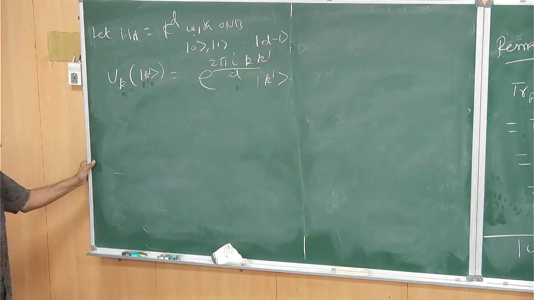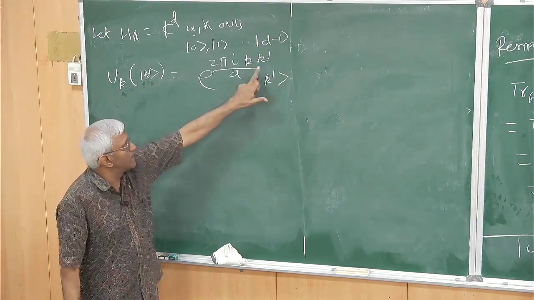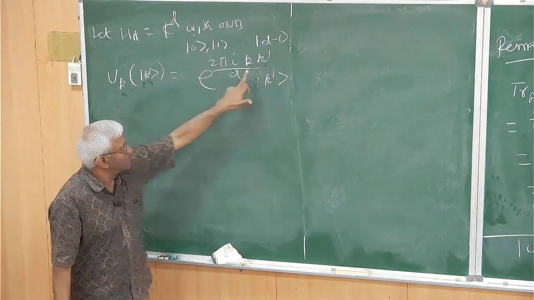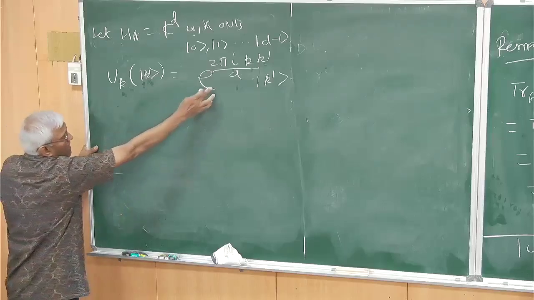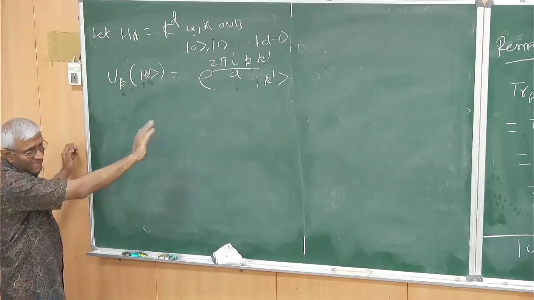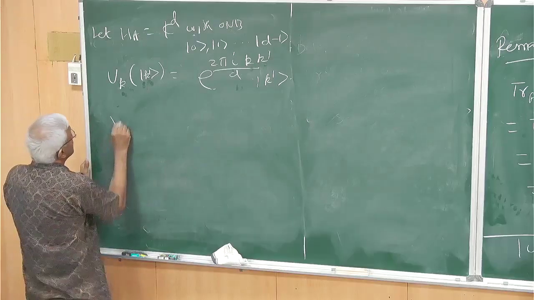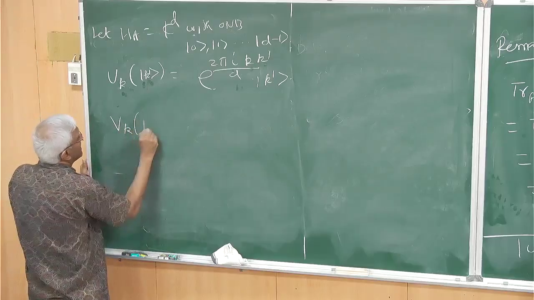It is just the diagonal action, but the scalar will depend on this k prime and on k. There are different diagonals. This is clearly unitary, as these are all of modulus 1. And another, V_k, acting on k prime.